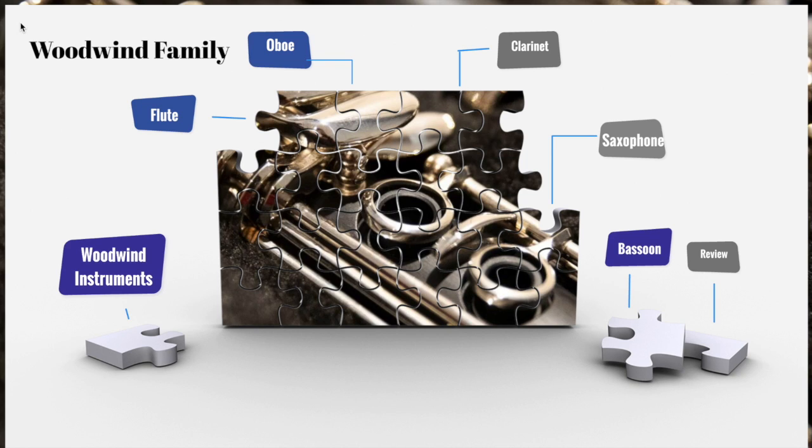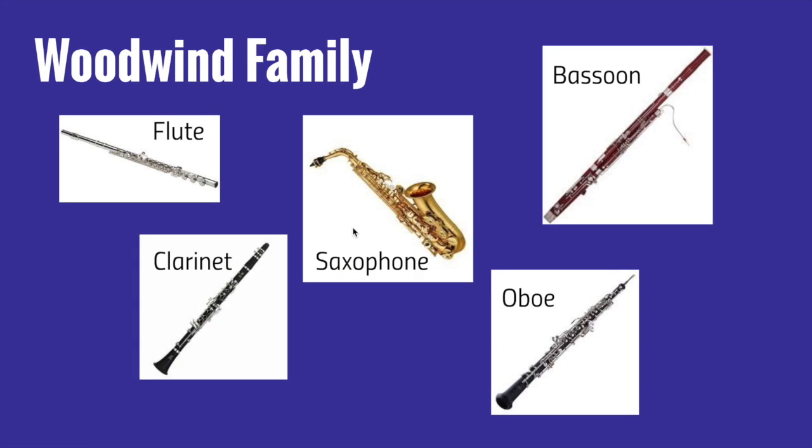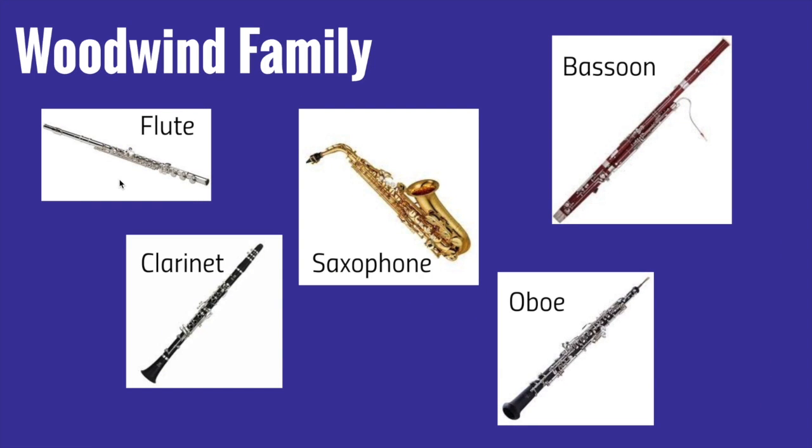By the end of this lesson, you'll be able to identify the different instruments of the Woodwind family and know how each of the instruments sound. So in the Woodwind family, we have 5 instruments. We have the flute, the clarinet, the saxophone, the oboe, and the bassoon.